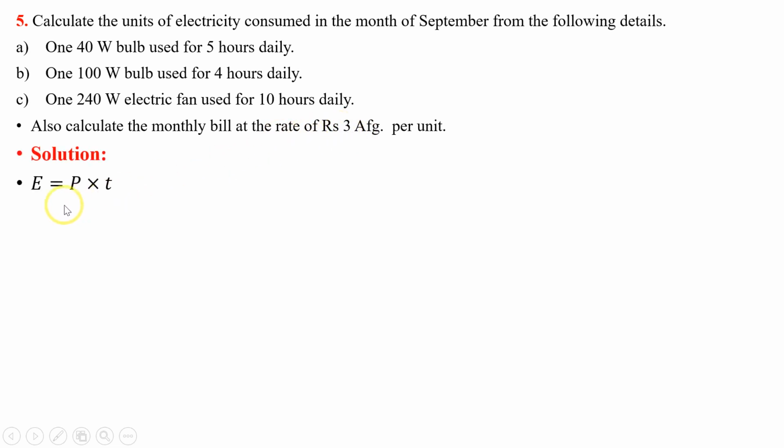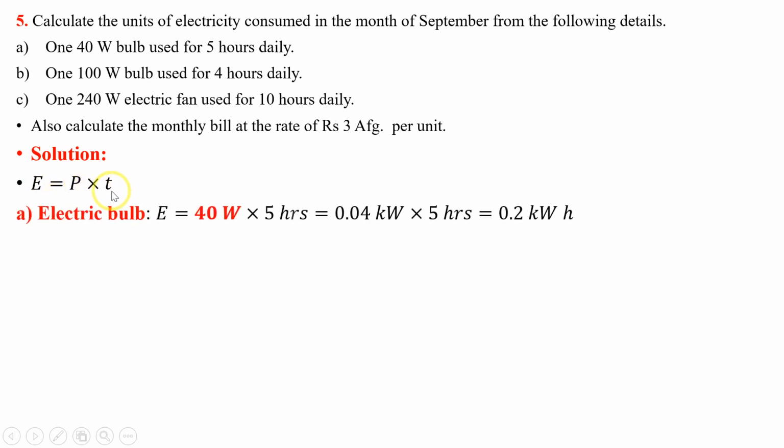We know that electrical energy is equal to power into time. So power should be in kilowatt and time in hours. For the electrical bulb, the power is 40 watt and the time is 5 hours. So we convert the watt into kilowatt. Dividing 40 watt by 1000, it comes out to be 0.04 kilowatt, and time is 5 hours. Multiplying both these values, we get for the bulb 0.2 kilowatt hour.